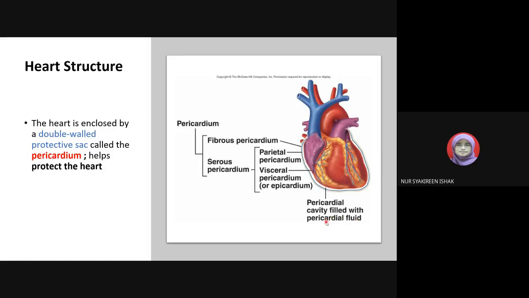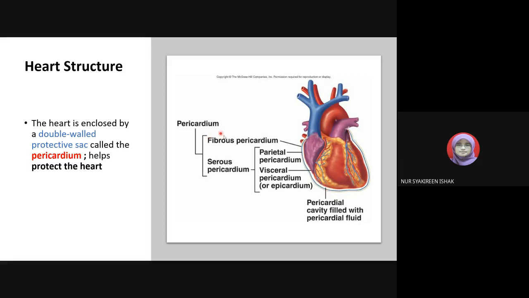So what is the function of this pericardial fluid? It acts like a lubricant, providing lubrication so that it reduces friction when the heart is pumping. When the heart is pumping, it always contracts, so this reduces friction. That is the function of the serous pericardium, to produce this pericardial fluid that is stored in the pericardial cavity.